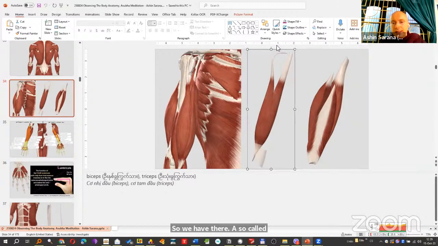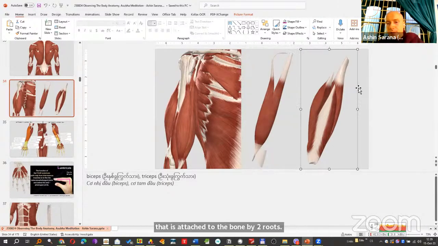So biceps means that it is attached to the bone by two roots. Let's call them roots for the time being. And then we have here triceps, which has three roots. 1, 2, 3. So these are three roots which attach that muscle to the bone. And then below, as you can see, there's just one. So this is biceps and triceps. We'll later see in the leg, in the thigh, that we also have quadriceps, which has 4 roots.